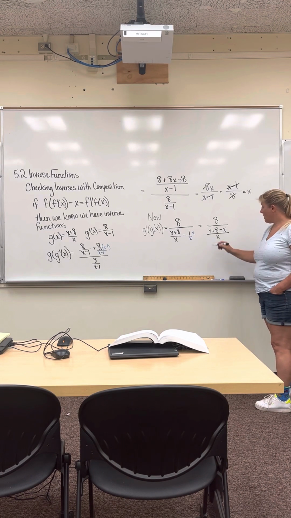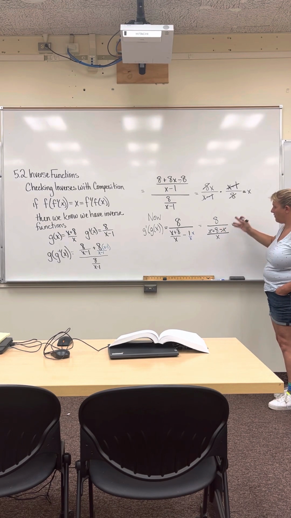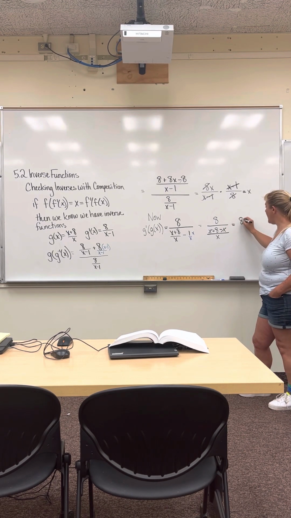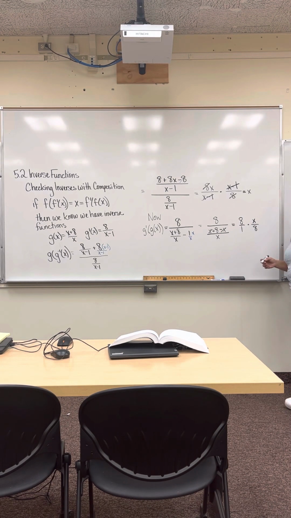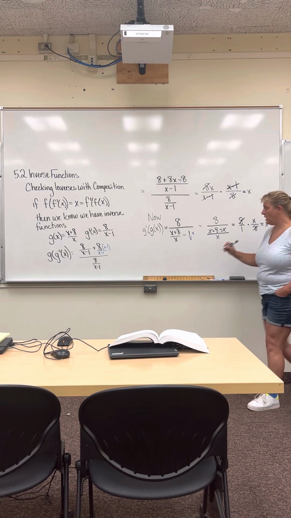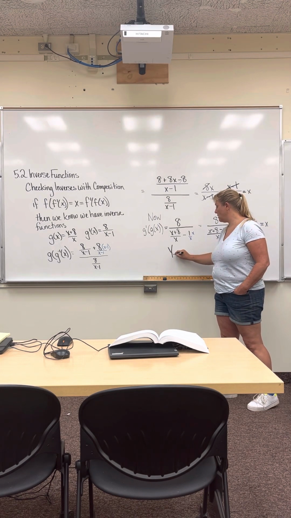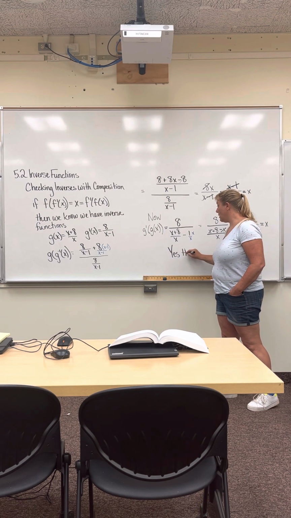But again, we've got a little canceling we can do, so we can cancel those out. And then we're going to flip this bottom fraction and multiply. So we'll have 8 on top, or if you want, you can write it 8 over 1. And then we're going to flip this one, so it becomes x over 8. And lo and behold, what happens again? Cancel, cancel, and we're left with x. So yes, they are inverses.